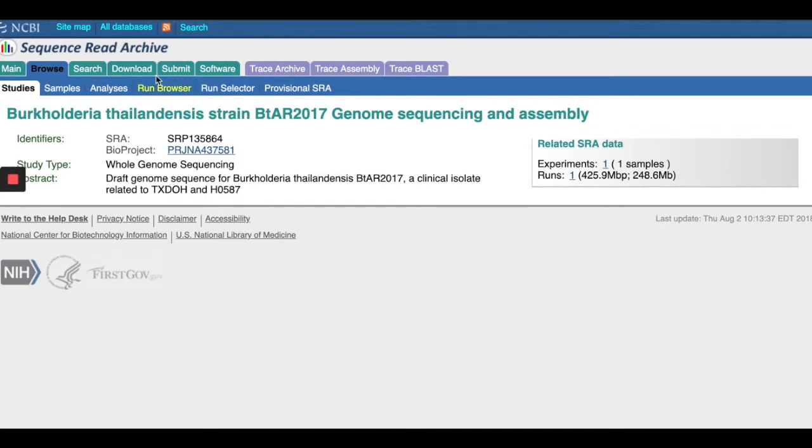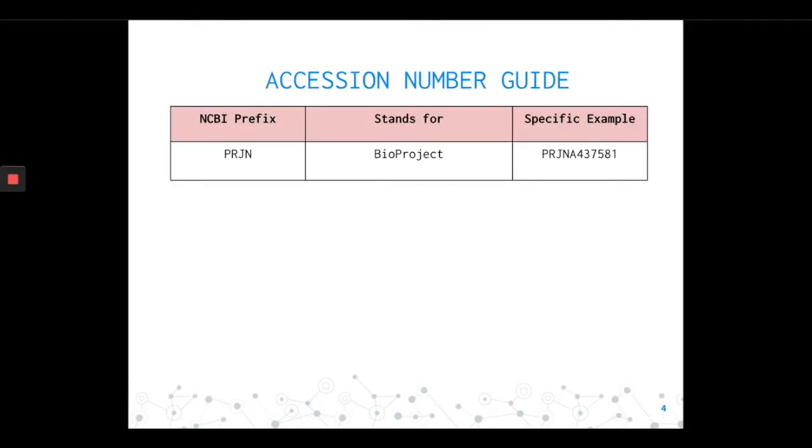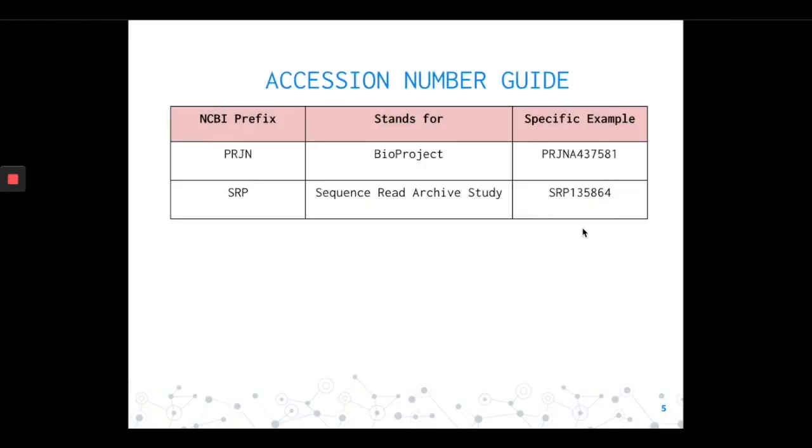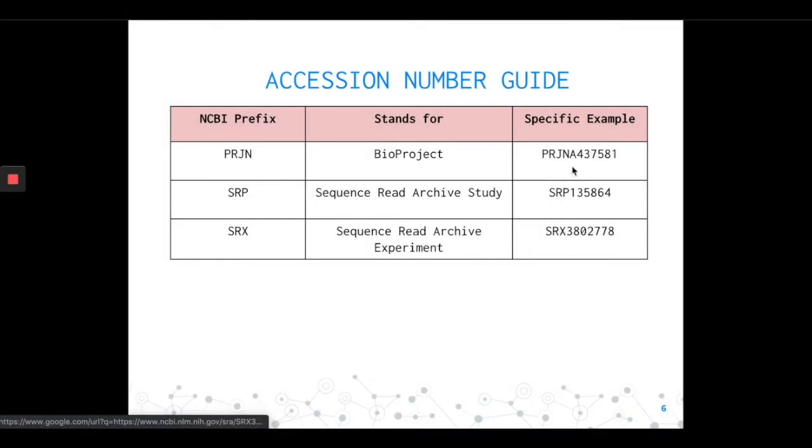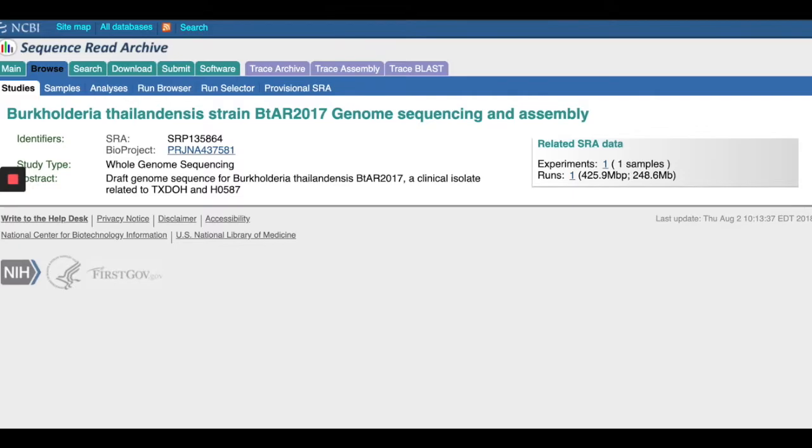Starting at the very top of the organizational hierarchy is going to be the bioproject, and these accession numbers start with PRJN. By definition, a bioproject is a collection of biological data that's related to a single initiative. You can kind of think of it as a parent directory that's going to hold all of the metadata, all of the sequencing information, and any other information that's related to the project. So we have a bioproject, then we have the study within that bioproject, and within that study, we can have multiple experiments. So let's go back one page.